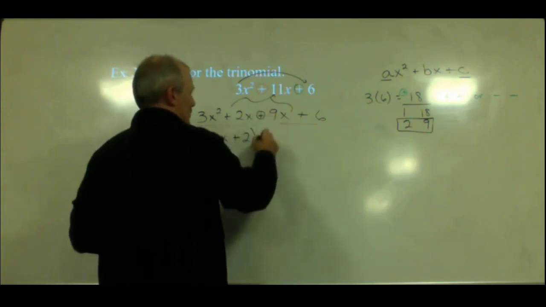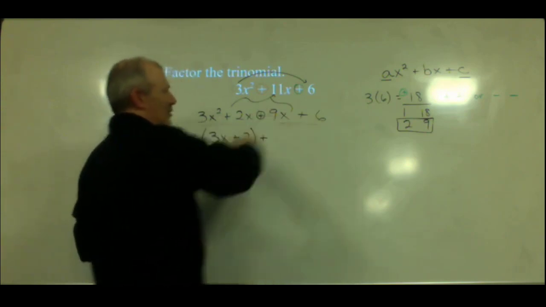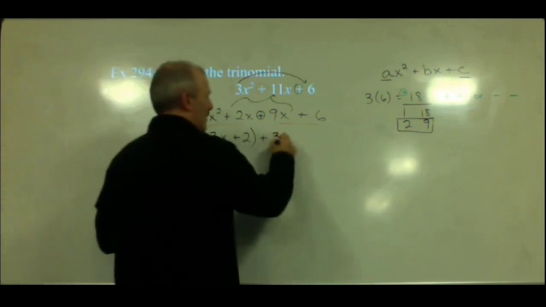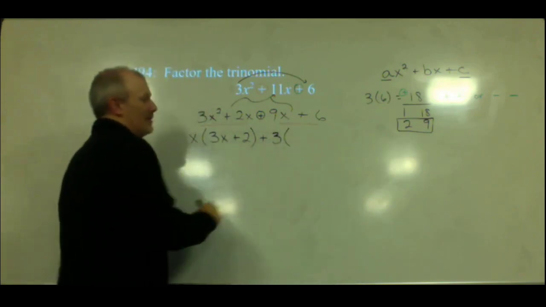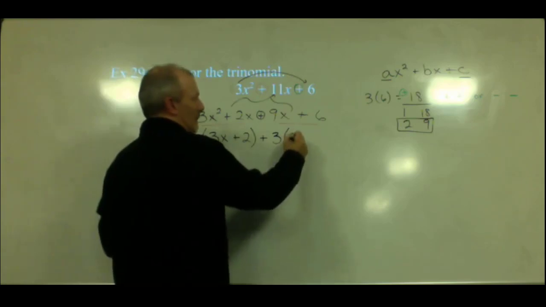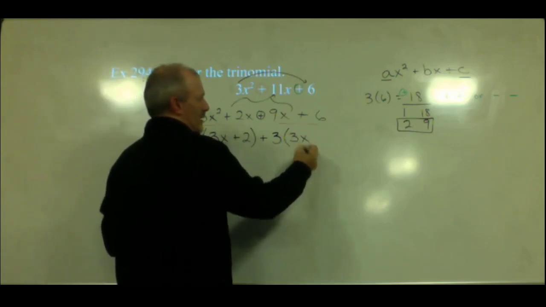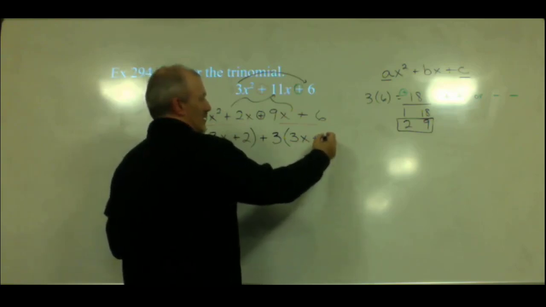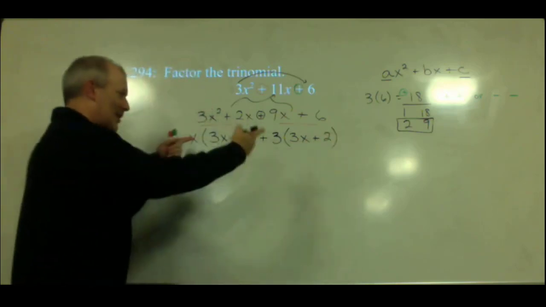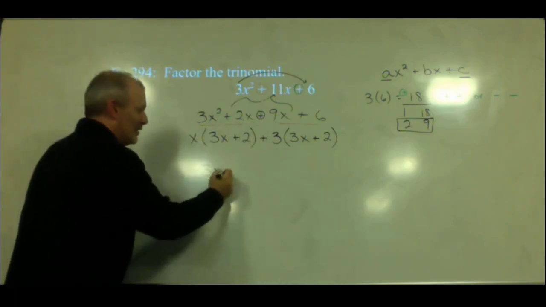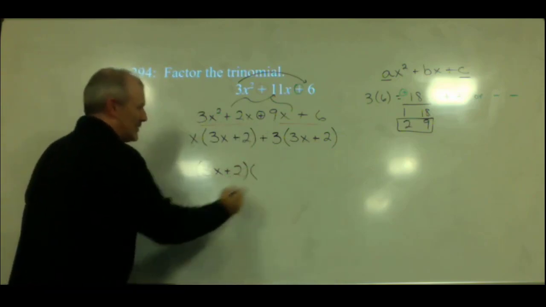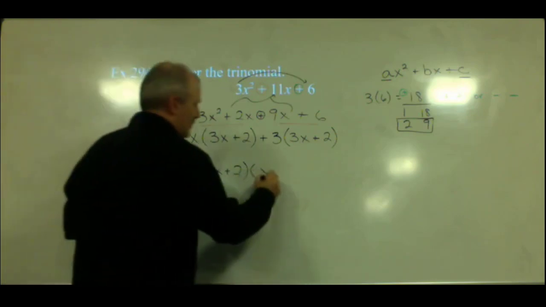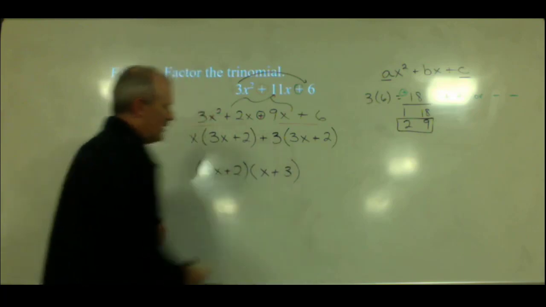Then we have to take this plus sign. What else can we factor out of the second group? A 3. And what's going to be left there? 3x plus 2. And so we see they both have that 3x plus 2. What's left over after we factor out the 3x plus 2? X plus 3. And that is our answer.